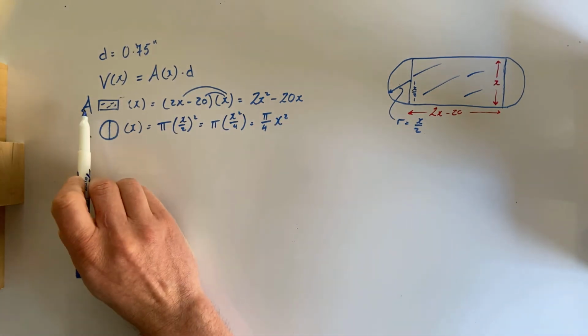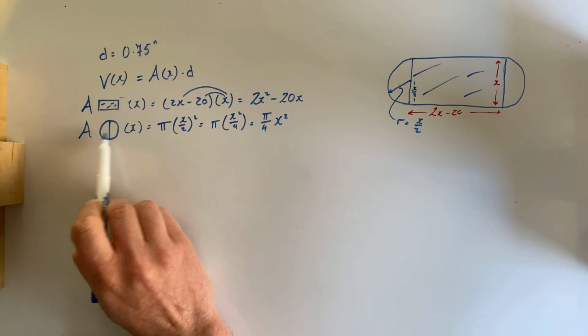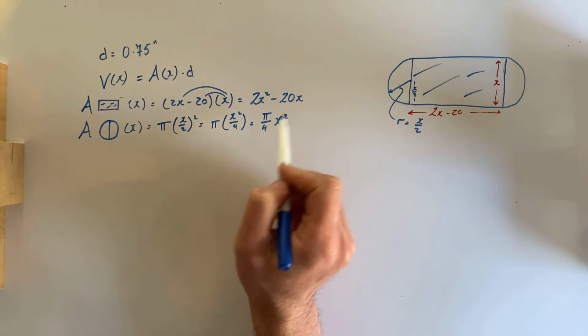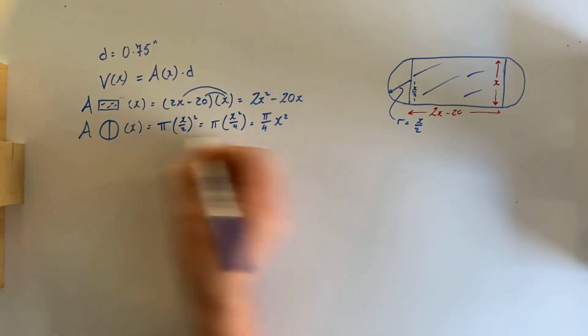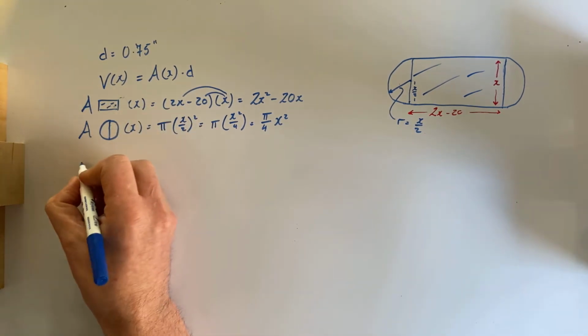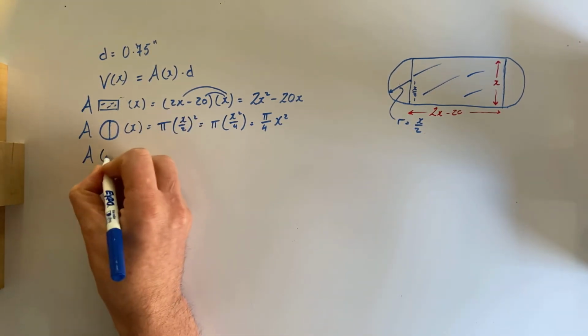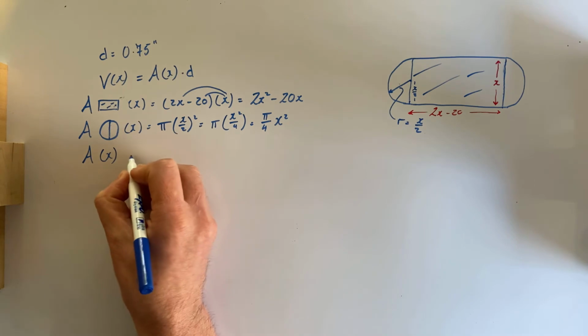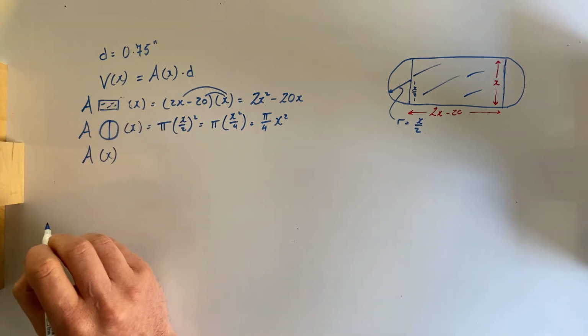So let's see, I now have the area of my rectangle and the area of my two semicircles as functions of x. And so the total area, A of x, is the sum of these two. Right?